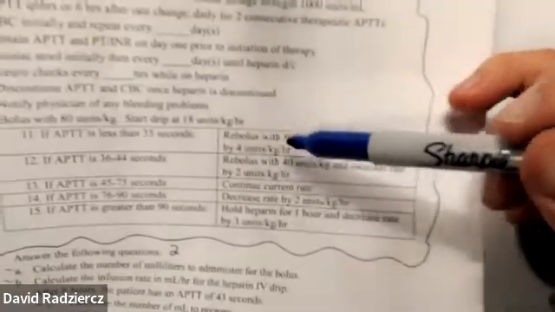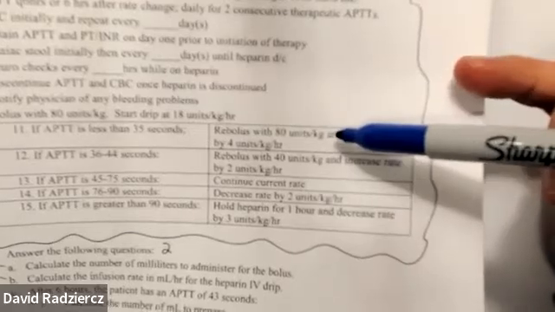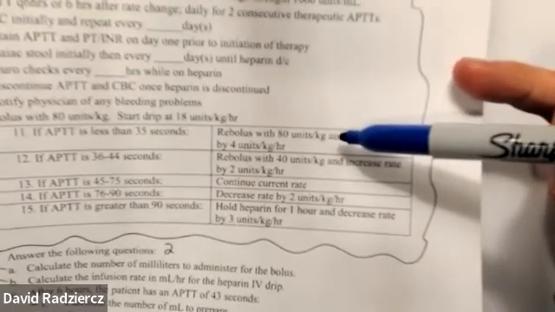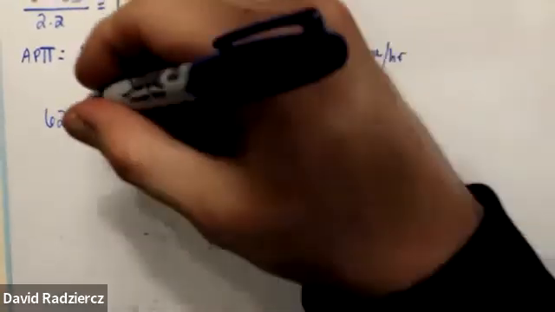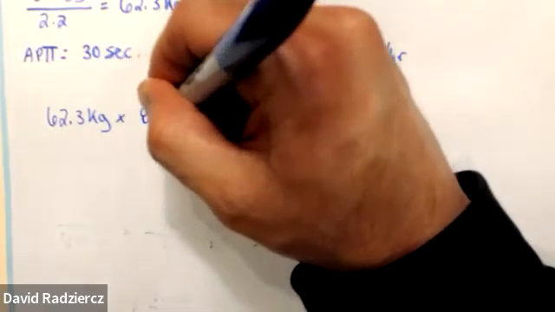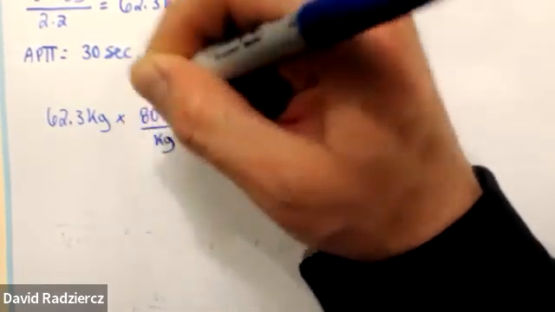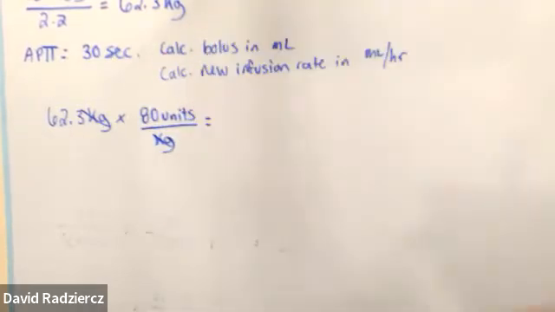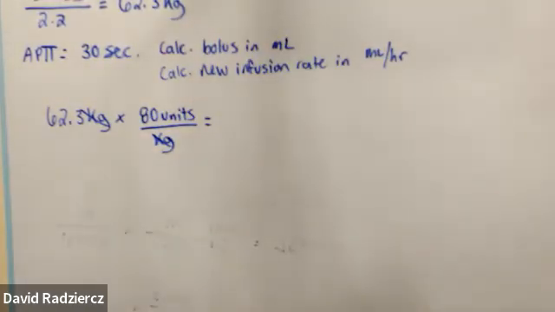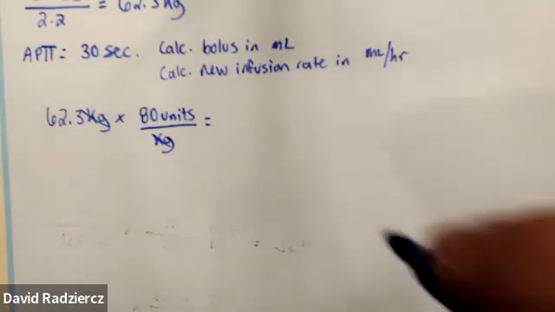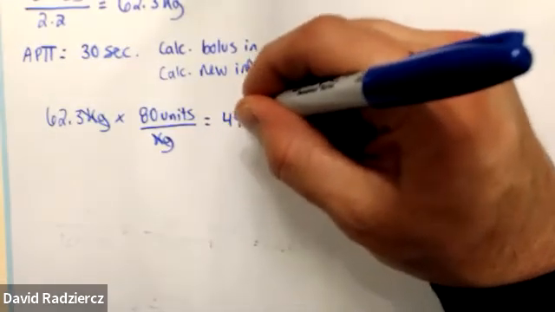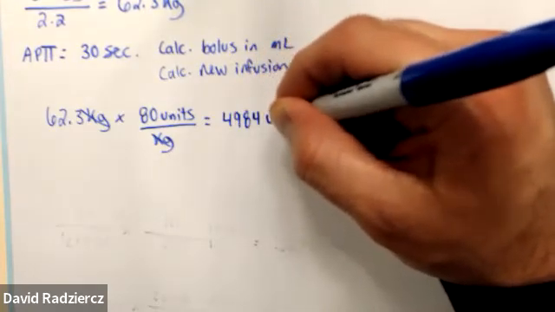And we need to calculate a rebolus. The rebolus is 80 units per kilogram. So I'm going to multiply 62.3 times 80 units per kilogram, which will give me 4,984 units.